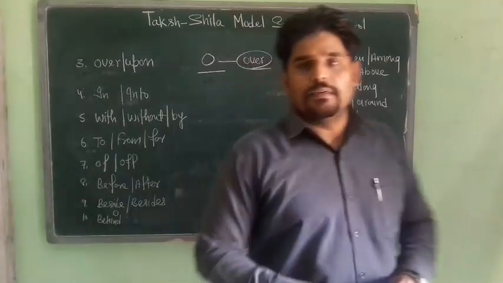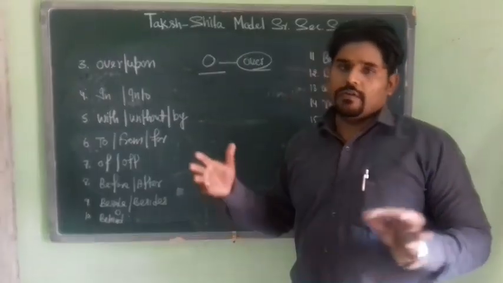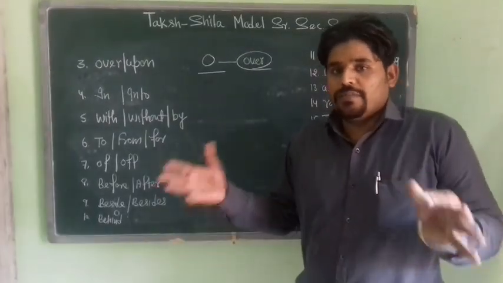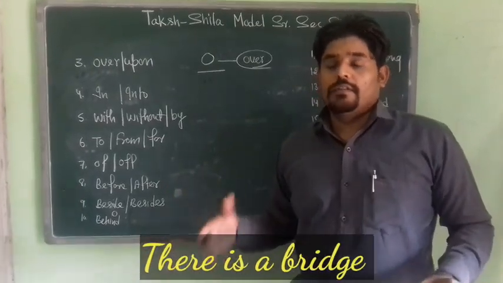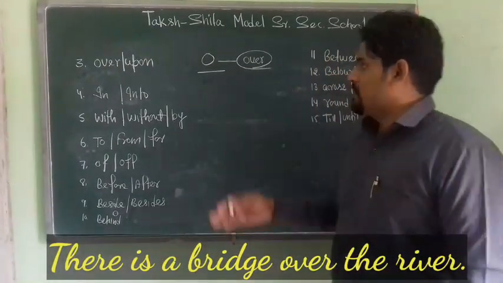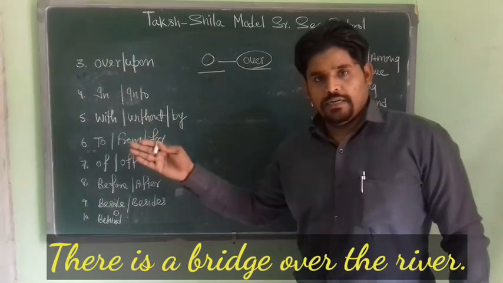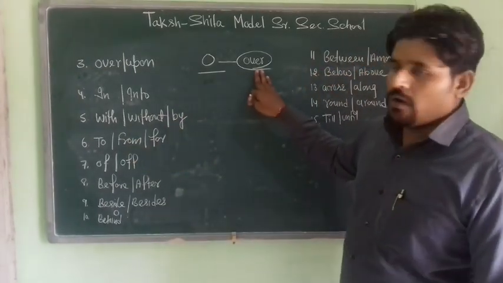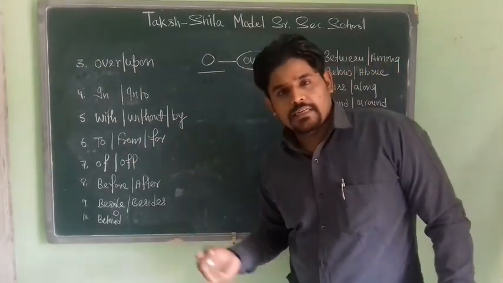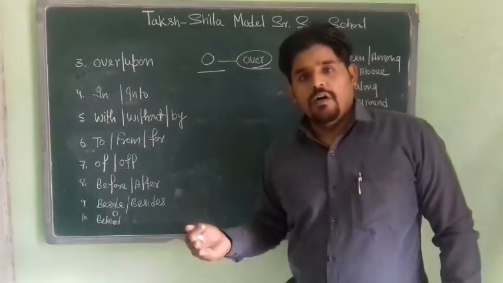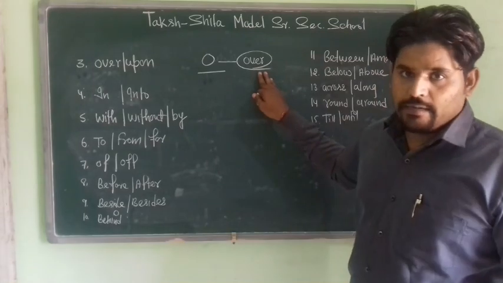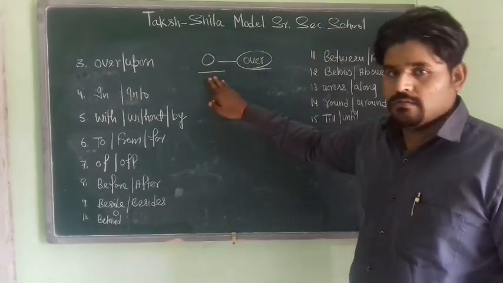For example, there is a bridge on the river. Is it right? There is a bridge on the river or over the river? There is a bridge over the river, because the river doesn't touch, right, the bridge. So this is called over. There is an aeroplane which is flying on the building or over the building. It should be over the building, right? Because the aeroplane doesn't touch the building.